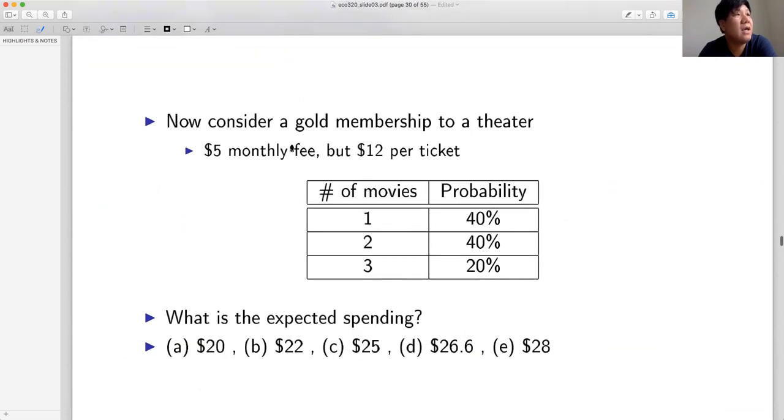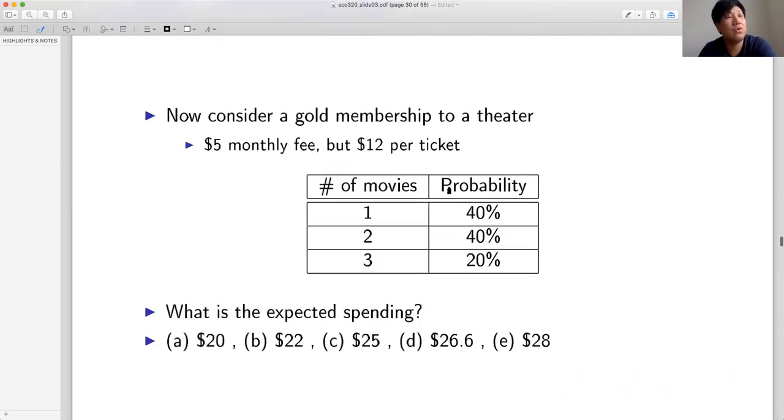So let's say a gold membership to a theater, like a $5 monthly fee, but 12 bucks for a ticket. It used to be 15 bucks. So what is the expected spending? If we do the same thing, if we are watching one movie, how much money are you spending? So 5 bucks plus 12 is 17.